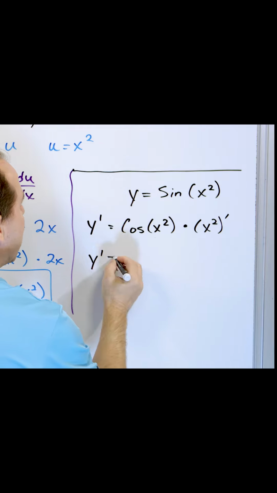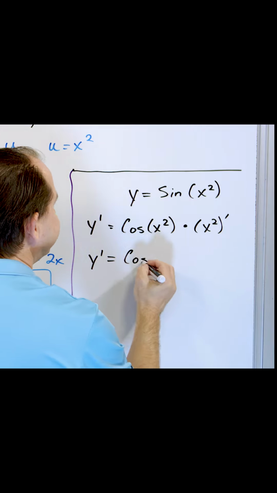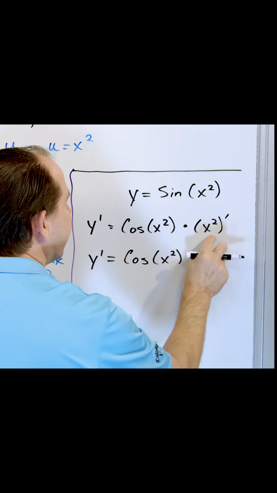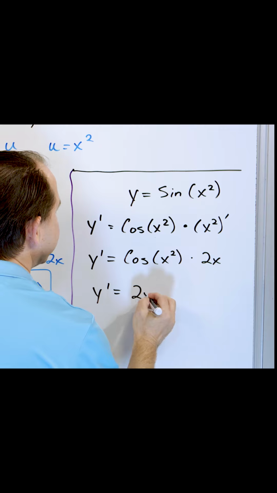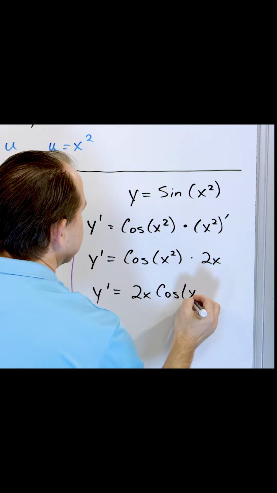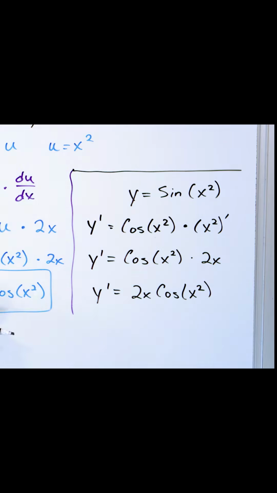And so y prime is going to be cosine of x squared, and the derivative of the inside here is 2x. And so y prime is 2x times cosine of x squared. And this is exactly what I wrote here.